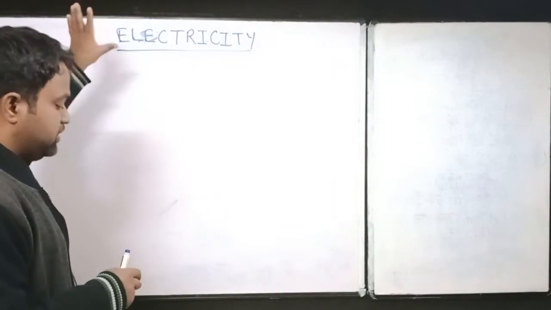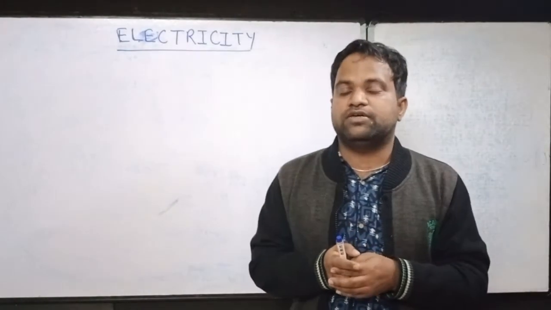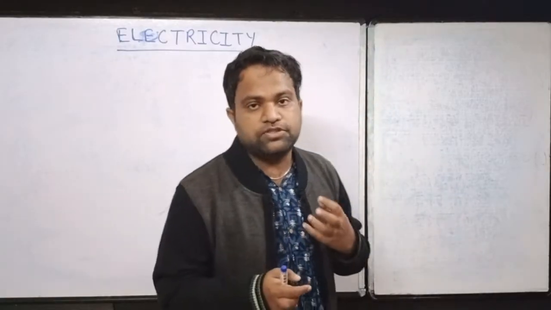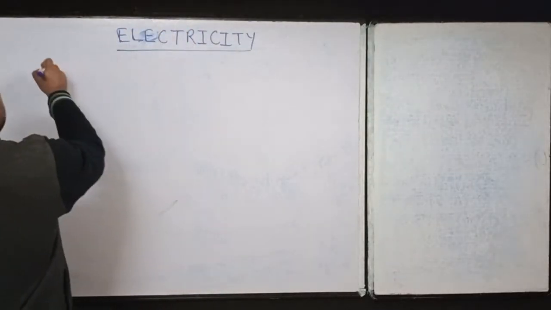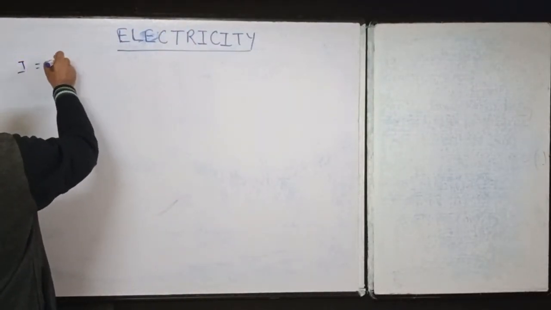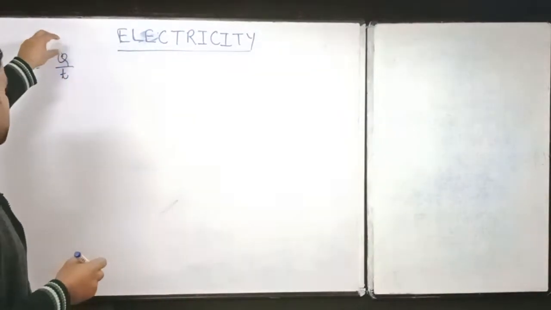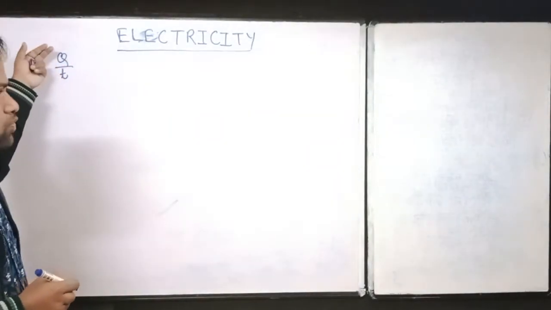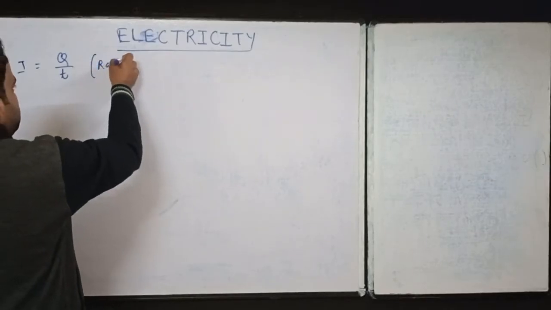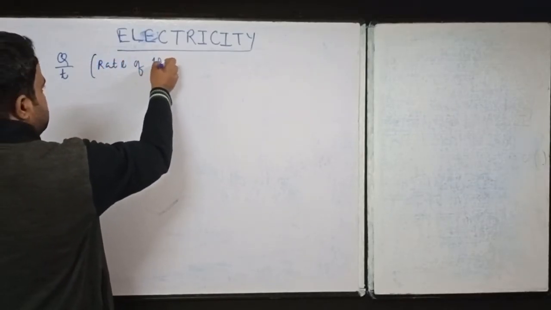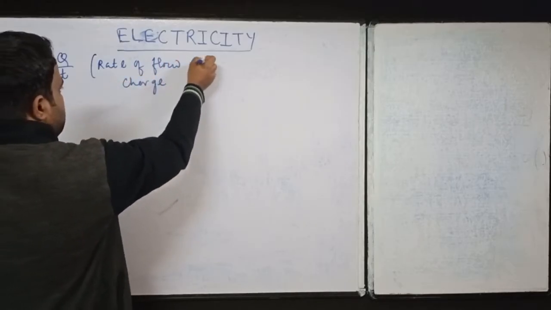This chapter, electricity, starts with the flow of charge. As we know, the rate of flow of charge is called current, and it is defined as I equal to Q upon T. Q is the charge and T is the time. So Q upon T, the rate of flow of charge, is called current.